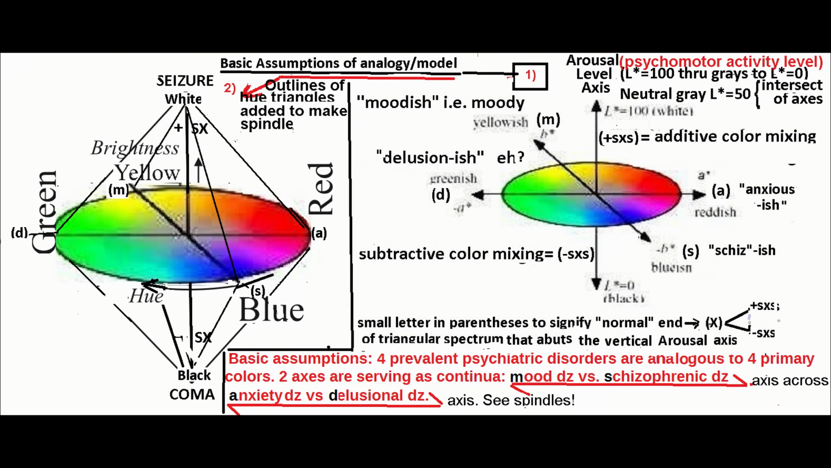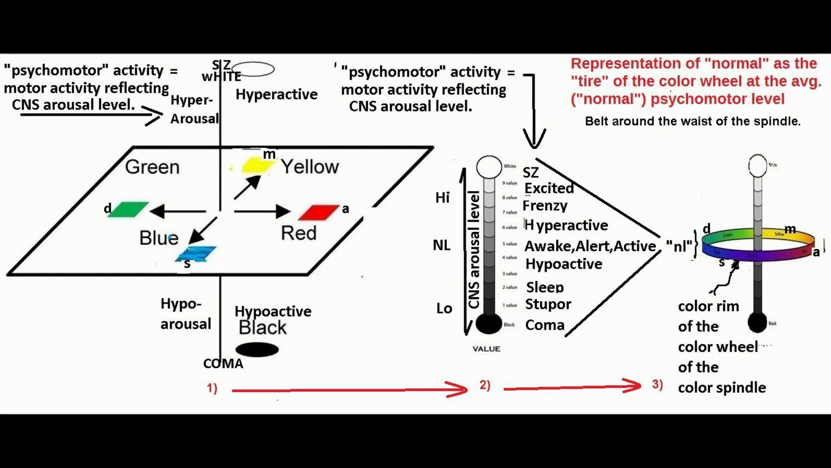So here's, like I was talking about, the nuts and bolts of it. The psychomotor activity is basically reflected in this vertical axis, where it goes from seizure down to coma, and in the middle, of course, would be just a normal activity level. Anyway, the psychomotor activity level reflects the central nervous system arousal.